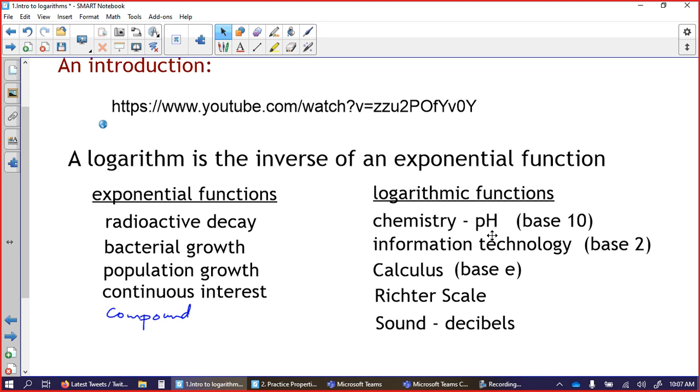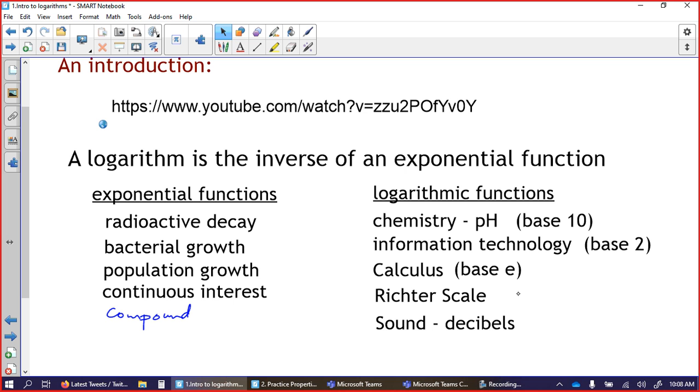pH is a logarithmic scale of acidity in base 10. Something that has a low pH, like 1, is very acidic. Something that has a pH of 13 is very basic. IT, computer programming, computers run in base 2 because that's how they're all programmed. It's the whole on off. Calculus, you're going to use the base e. There actually is some base e in physical chemistry and physics.